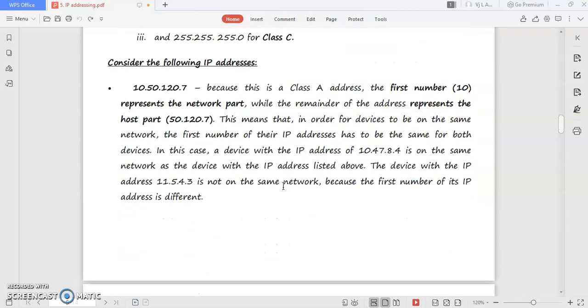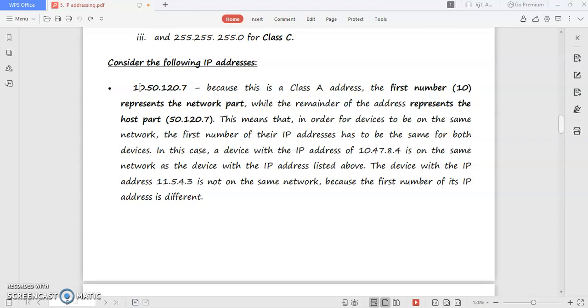So, consider the following IP address: 10.50.120.7. This is a class A IP address because of the 10, because the first octet represents the class, and IP addresses from 0 to 127 are class A. 10 belongs between 0 and 127, therefore this belongs to class A. The first number, 10, represents the network part, while the remainder of the address represents the host.